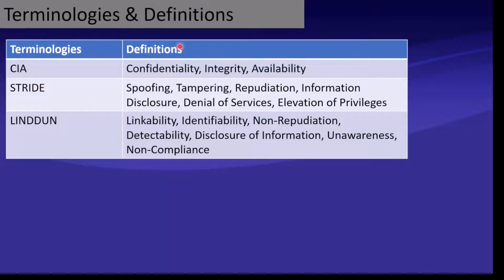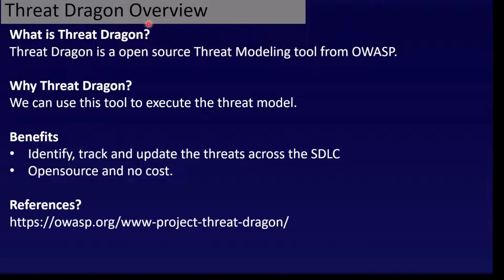Okay, terminologies and definitions. Terminologies: CIA, nothing but confidentiality, integrity, availability. STRIDE: spoofing, tampering, repudiation, information disclosure, denial of service, elevation of privileges. LINDDUN: linkability, identifiability, non-repudiation, detectability, disclosure of information, unawareness, non-compliance. Okay, Threat Dragon tool overview.